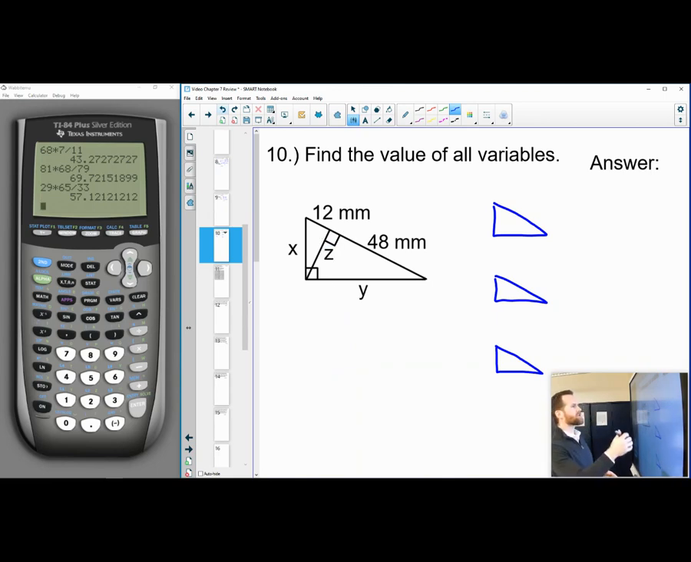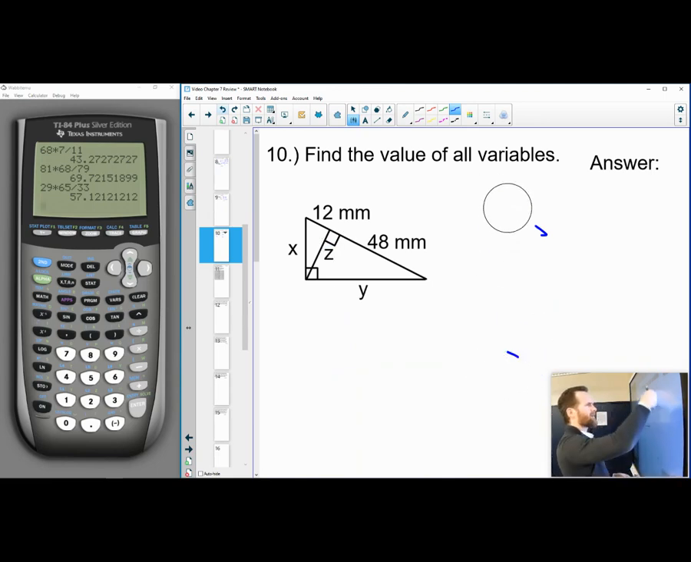Let me take a look. So in the small triangle, actually, let's take this a step further and color code these. We'll do the small one in blue. That one's right here. On the small triangle, I see 12 on the short leg, and the 90 degrees right there. So Z is the long leg, and X is the hypotenuse.